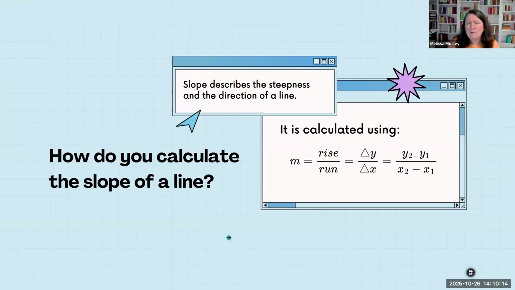So let's remember, how do we calculate the slope of a line? Well, slope we know describes the steepness and the direction of a line, okay? It is calculated using rise over run, or the change in the y value over the change in the x value. Or another way to say that is you're taking your second coordinate point for y and subtracting the first coordinate point for y and dividing that by the second coordinate point for x minus the first coordinate point of x. So let's take a look at that.